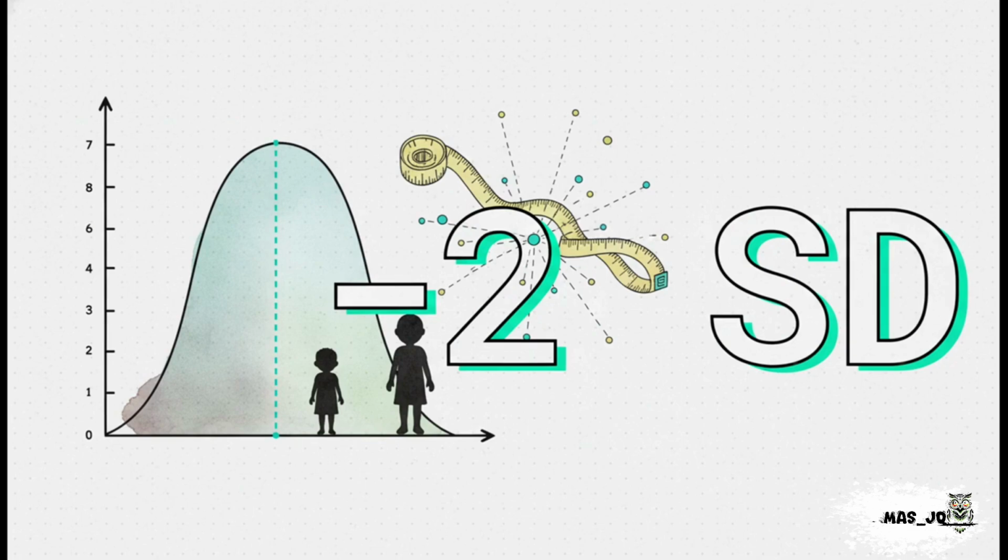A child is officially classified as stunted if their height-for-age Z-score is below -2 standard deviations from that median. That means their height is significantly lower than the average for healthy kids. It's not a subjective opinion. It's a clear, data-driven line.